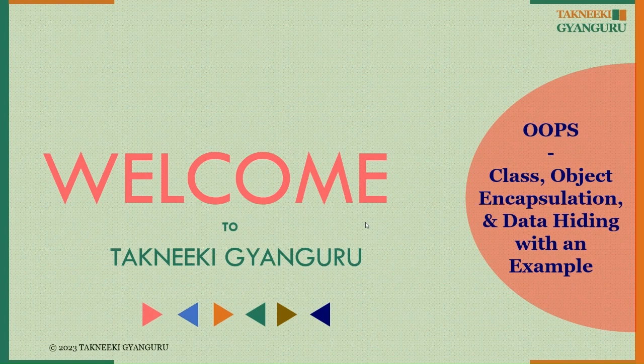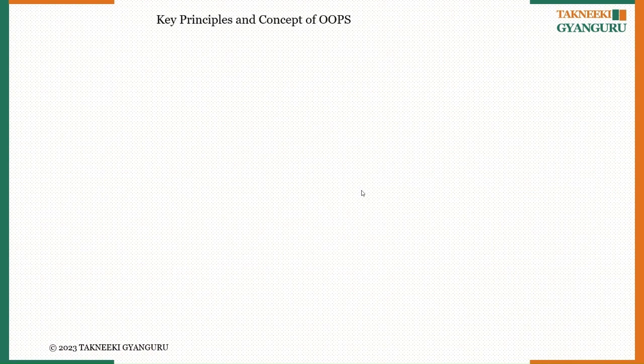Today our topic is OOPS, where we will discuss class, object, encapsulation, and data hiding with an example in C Sharp. We have already discussed class and object in my previous class, but today I will brief you about class. So the question is, what is class? Class is a template or blueprint that contains methods and properties. So let's have a real example.